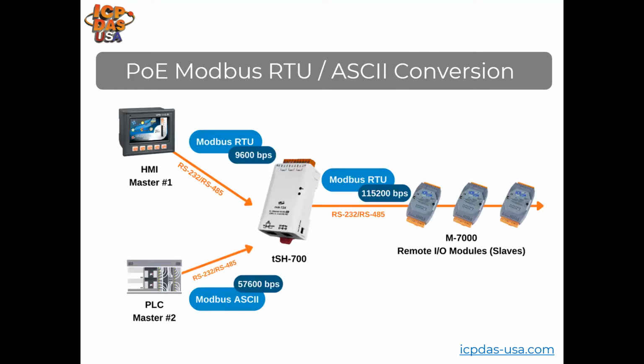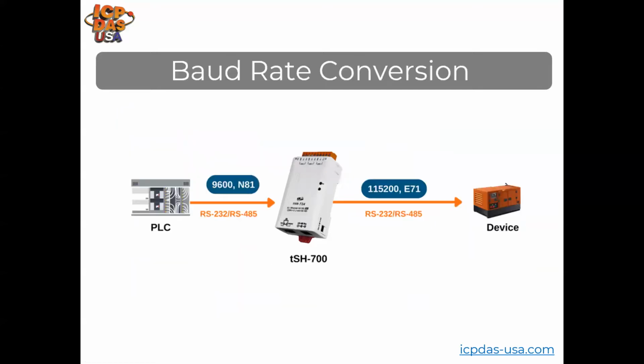They also do the Modbus RTU ASCII conversion. So a single Modbus RTU ASCII Modbus master device can communicate with Modbus RTU ASCII slaves using different protocols, baud rates, and data formats. So it's really great for application interoperability. They do baud rate conversions. So your PLC communicating over 9600 baud, for example, can communicate with your slave devices communicating over 115,200 baud.